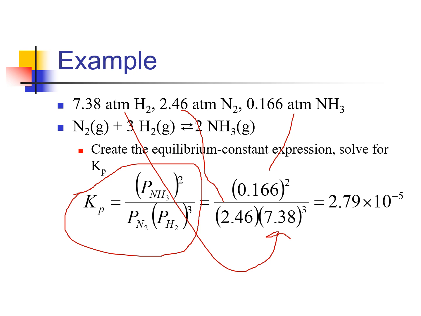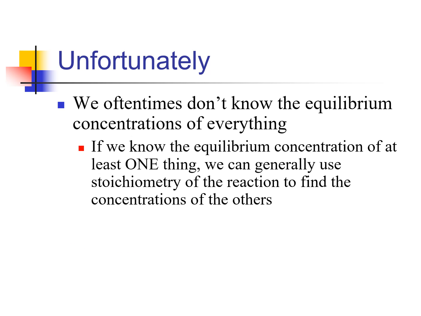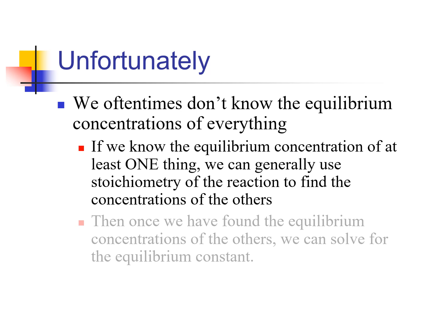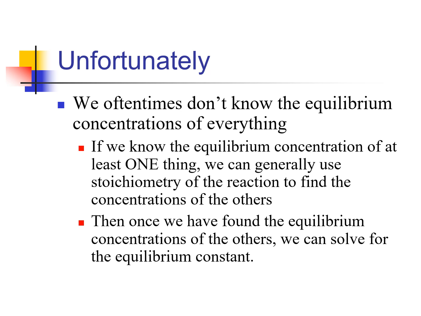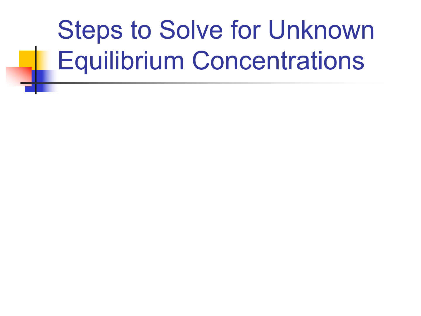Unfortunately, most of the time we are not handed the equilibrium values themselves. We have to find them. But if we know the equilibrium concentration of at least one thing, we can use a modified version of stoichiometry to find the concentrations of all the rest. And then, once we've found the equilibrium concentrations of everything else, we can then solve for the equilibrium constant. To do this, we're going to use a tool called an ICE table, ICE.